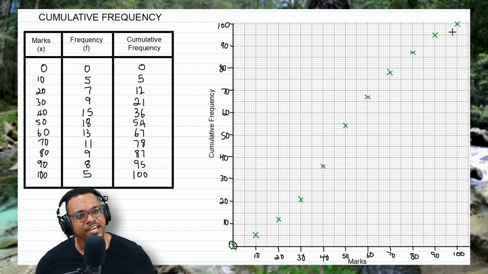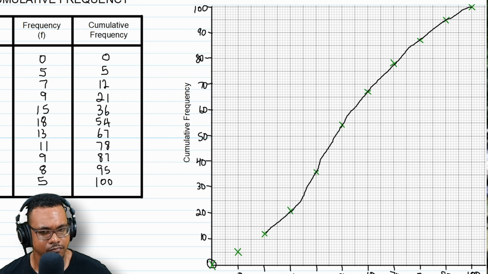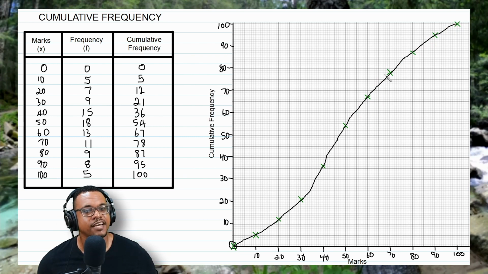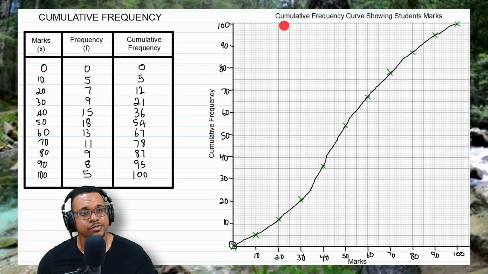So now I'm going to come freehand and connect these points with a smooth curve. All right, so I know this is not the best, but this is what I could do on the computer. So here you can see that half a bell or S-shaped curve, and this will be your cumulative frequency curve. And of course, we'll have to put a title. So here I have my title, cumulative frequency curve showing students' marks.